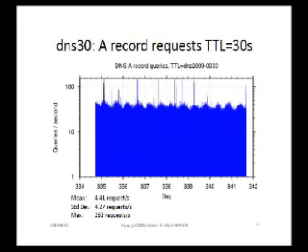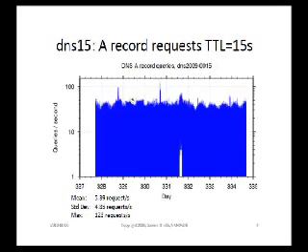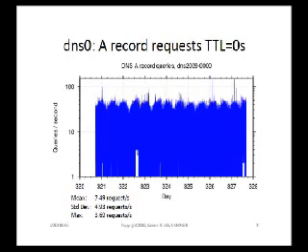week. This is what you get at 30 seconds, and again you can see here some of the time of day effects, the peaks during the middle of the day. This is 15 seconds, and this is 0 seconds TTL.